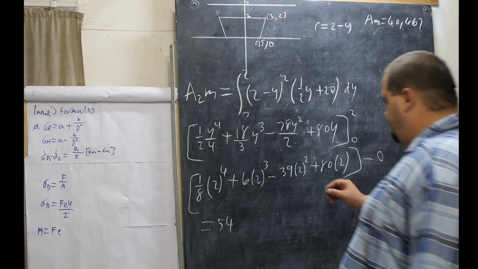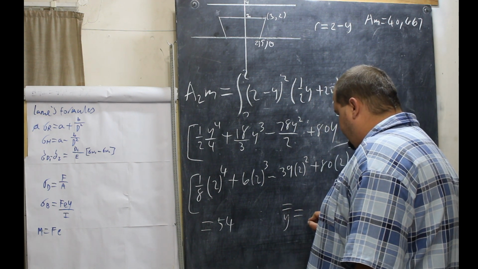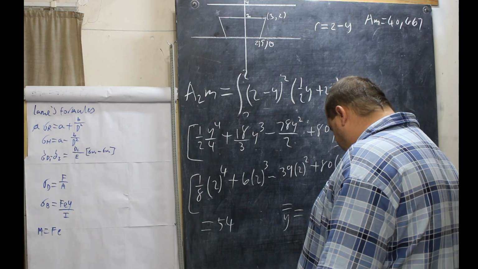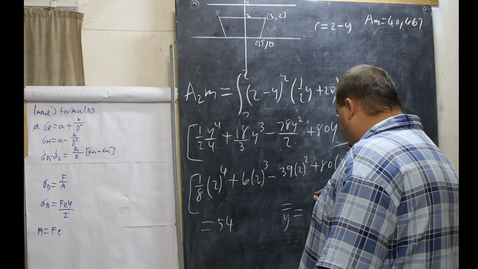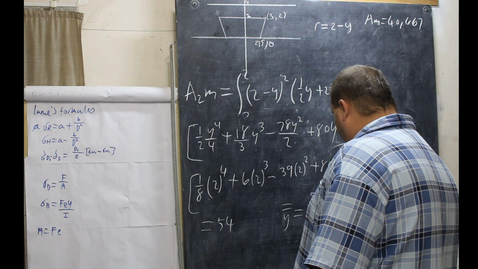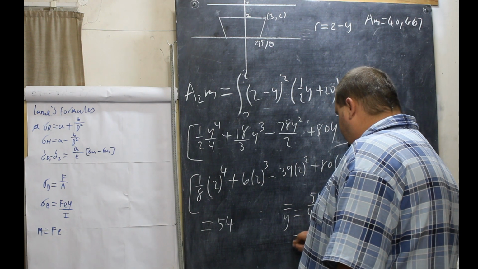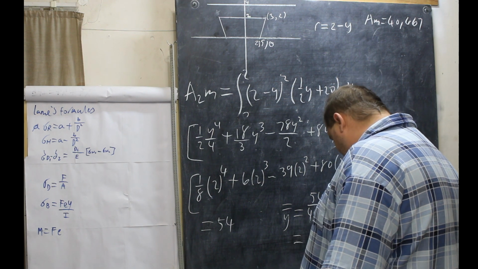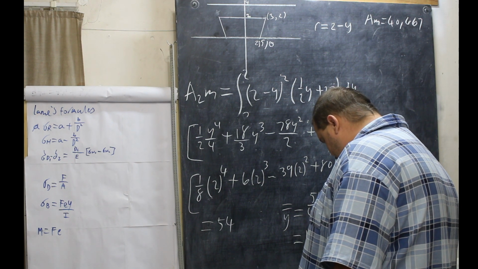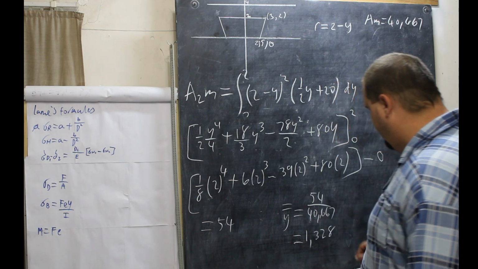Now for our center of pressure, which is very simple. It is 54 over 40,667. And that comes out to 1,328 units.